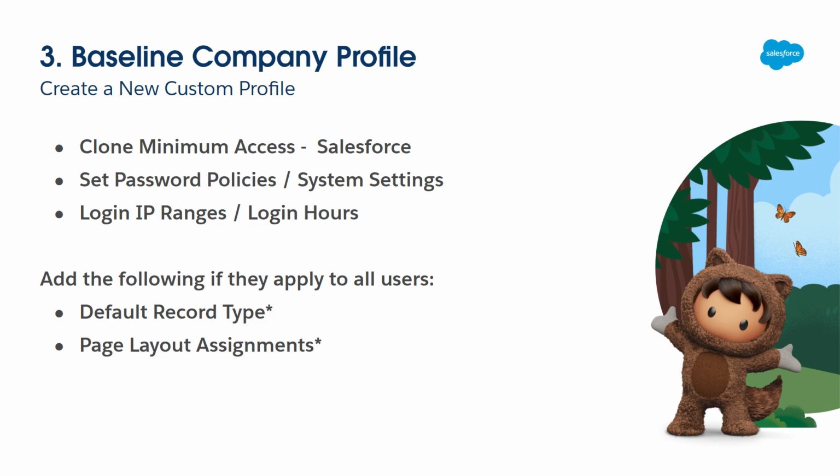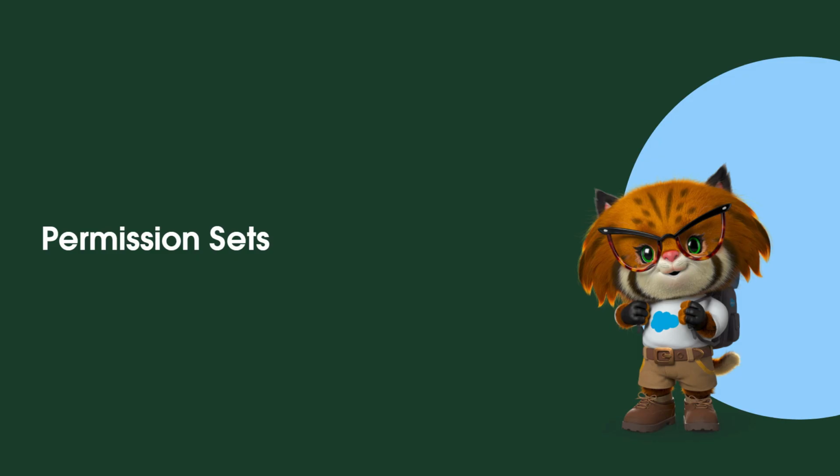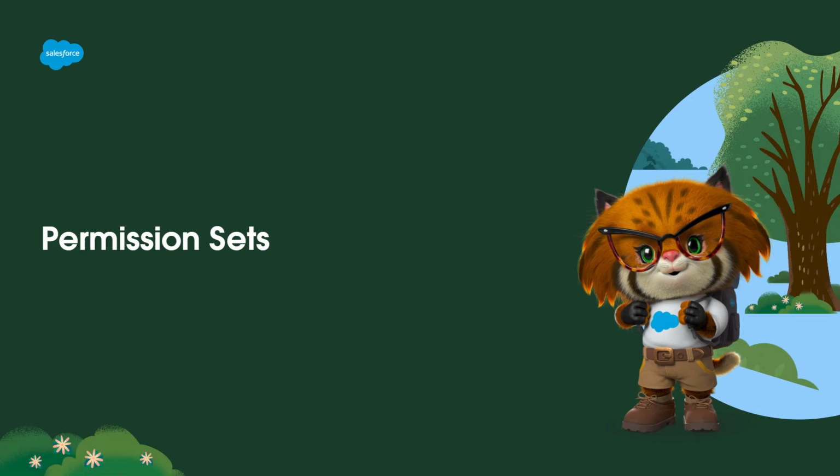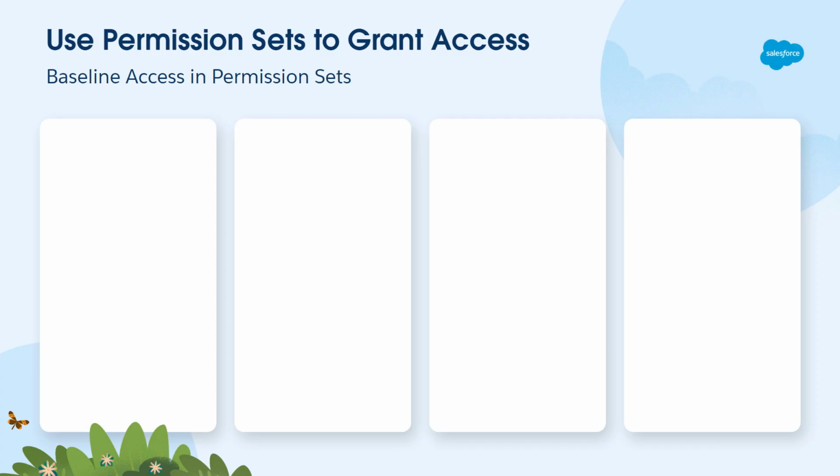Let's live in that world where we have the system admin profile, our integration's got a profile, but then all of our users are using one pretty much empty profile. So what happens next? Well, then we use permission sets. So we would use permission sets to grant our access.